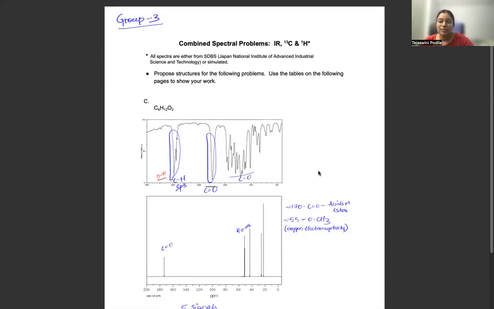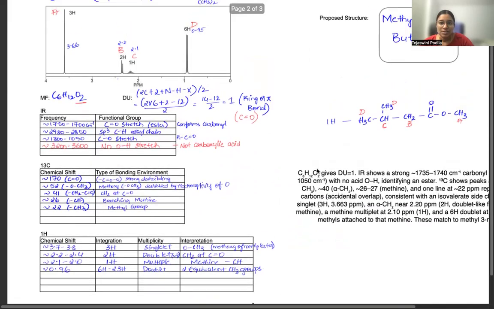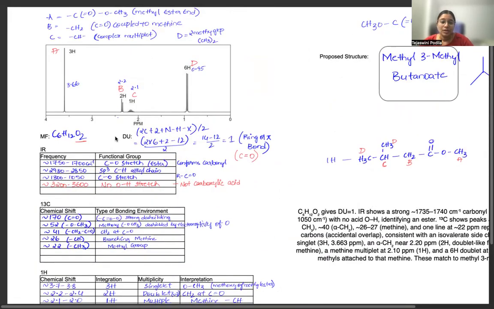Based on the given formula, I first calculated the DU, the degree of unsaturation. The formula is 2 times carbons plus 2 plus nitrogens minus hydrogens minus halogens. There are no nitrogens and halogens, so the answer is 1. It means there is 1 ring or 1 pi bond. And there is also O2 in the formula, indicating that there could be a C double bond O.